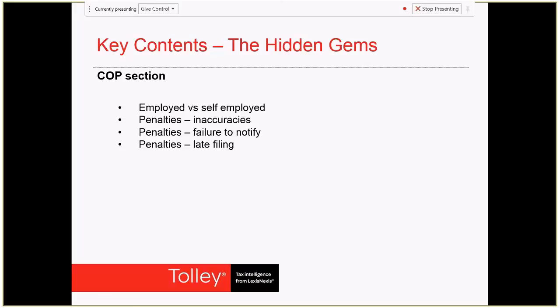But my particular favourite section is the COP section, which is this one, the very last grey blob on the bottom here. Now this COP section, it's got some really nice stuff in it. Employed versus self-employed. Am I employed or self-employed? Are my workers employed or self-employed? This is the leaflet the revenue sends out to the public, which means what? You can understand it, yes?